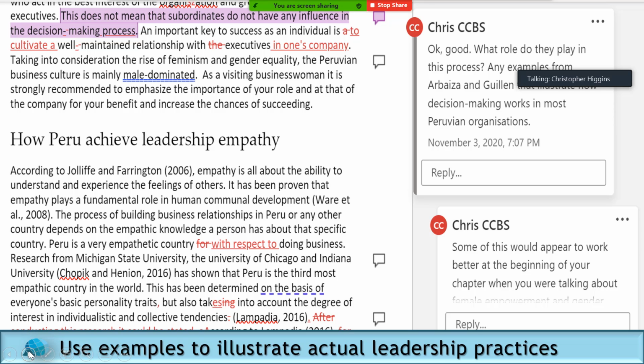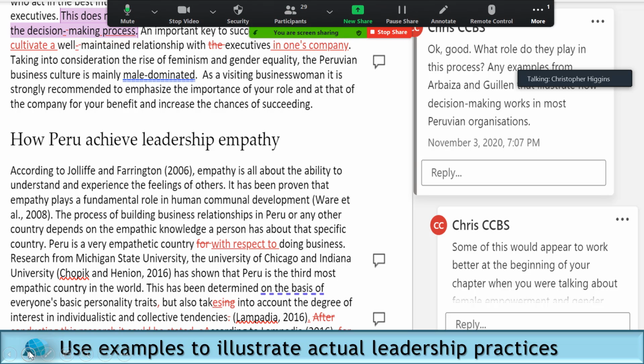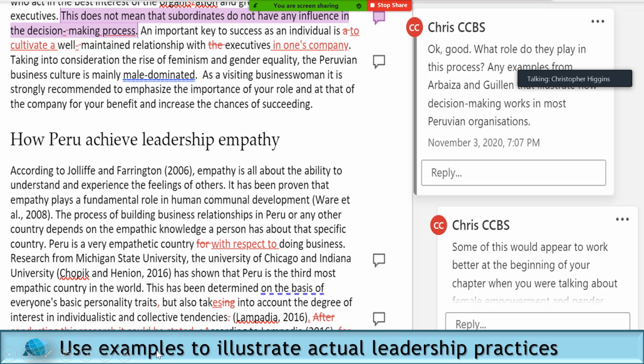So this is another example from Team Peru. So here it says, this does not mean, so I think this is the hierarchy section, and they're talking about the nature of hierarchy in organizations. And they introduce a good clarification. So they say, this does not mean to say that subordinates do not have any influence in the decision-making process. So again, I go, okay, good. So that's good. I'm like, great. So you're introducing a counter argument here.